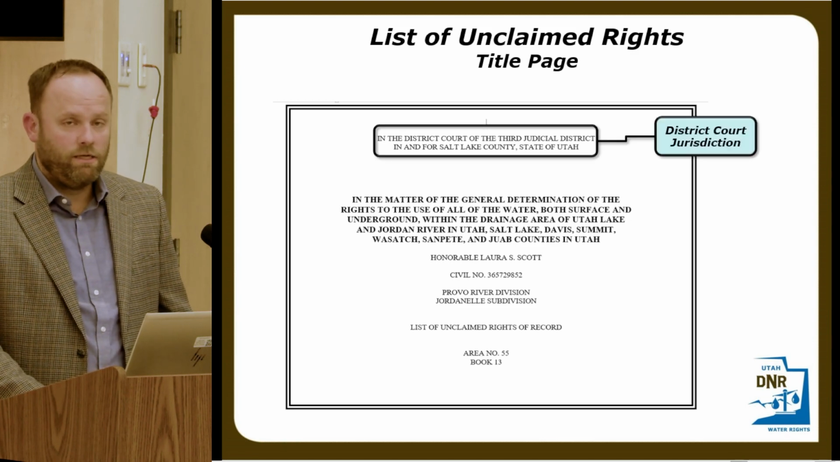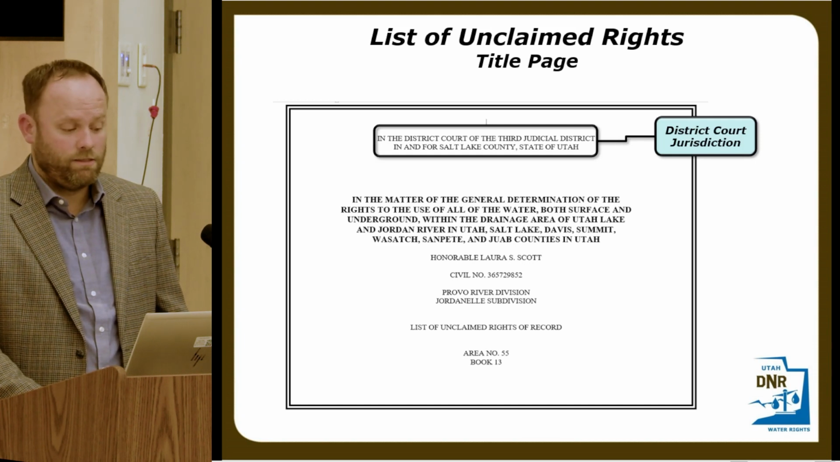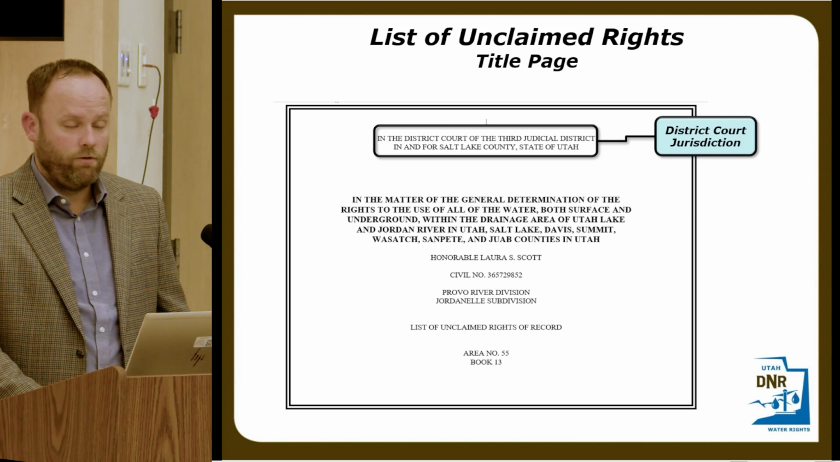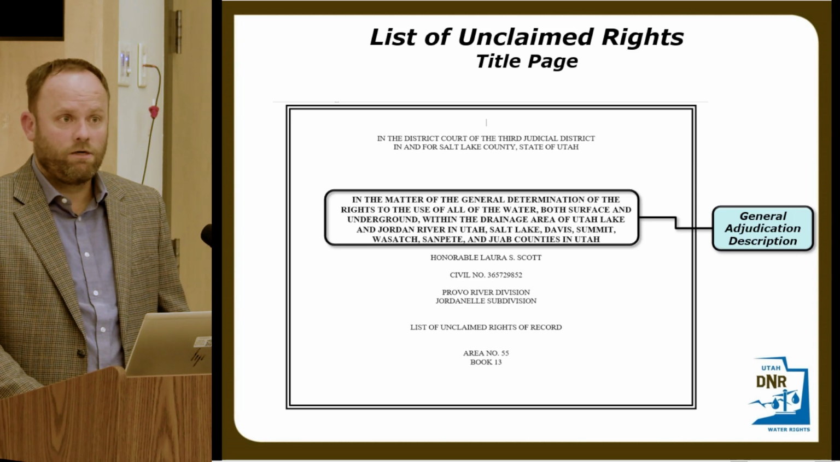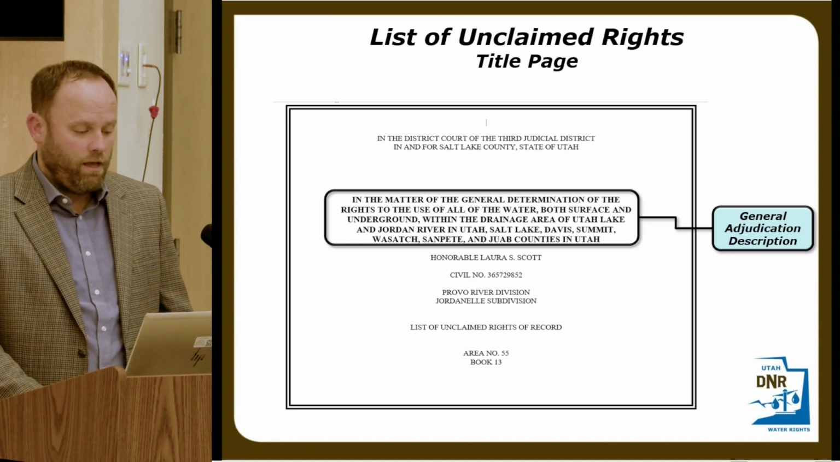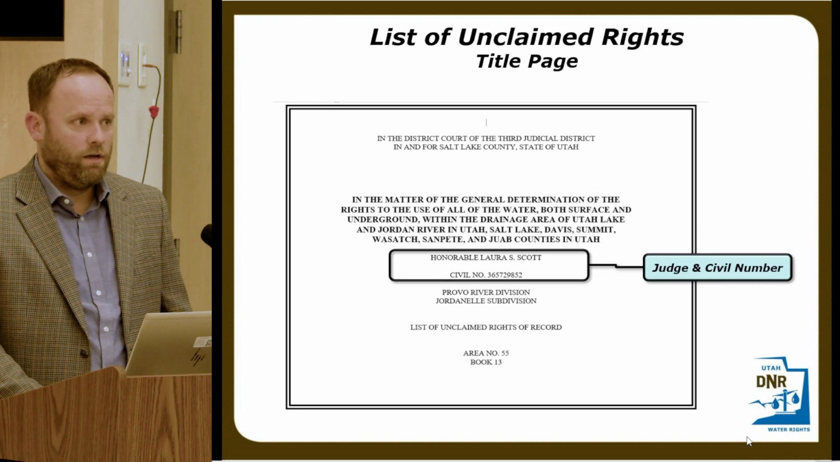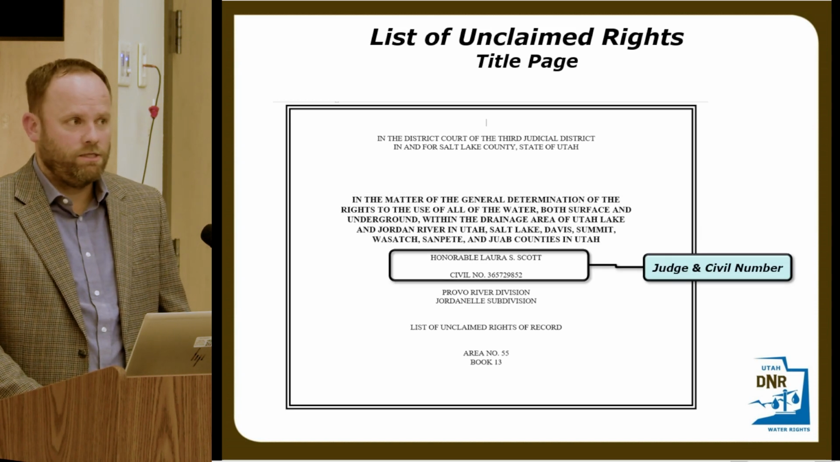So this is the district court. This adjudication is proceeding in the third district court. And so if you were to file an objection, you would need to do so in this court. This is the general adjudication description, and this goes back to when this adjudication started. And this is the judge, and more importantly, this is the civil number. If you were to file an objection in this adjudication, you would need to reference this civil number.